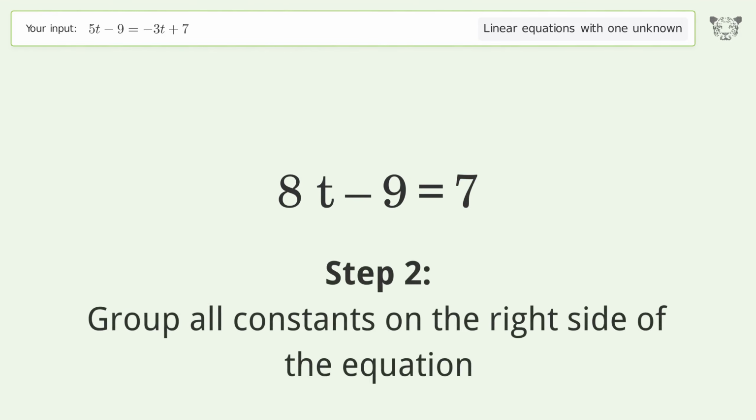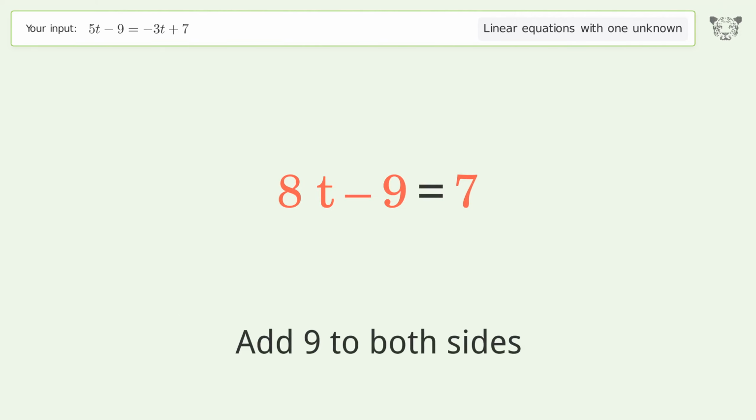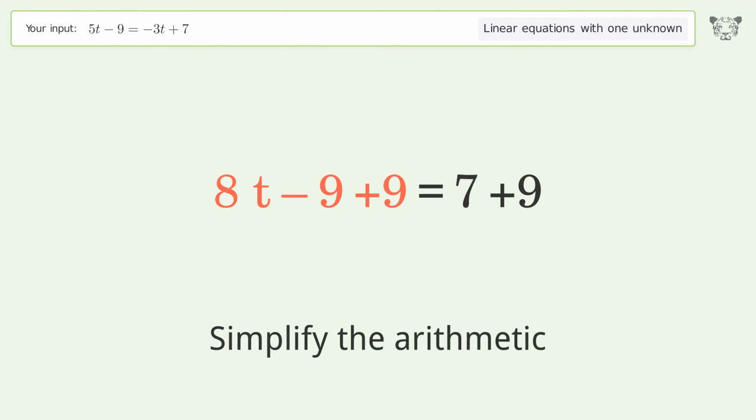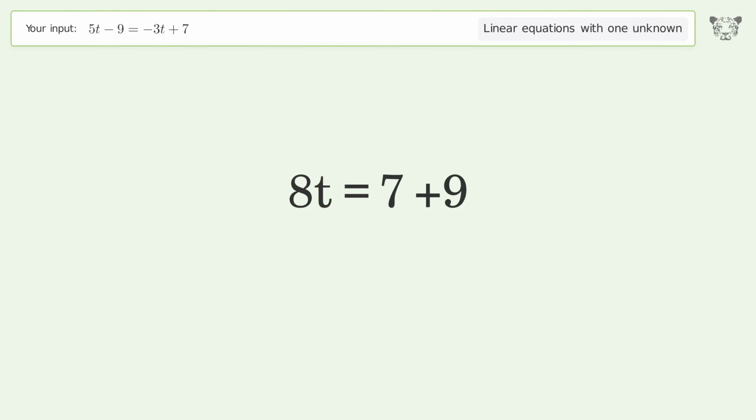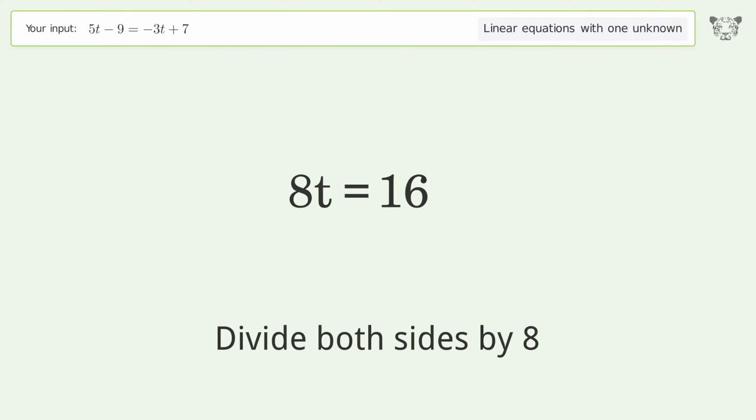Group all constants on the right side of the equation. Add 9 to both sides. Simplify the arithmetic. Isolate the t. Divide both sides by 8.